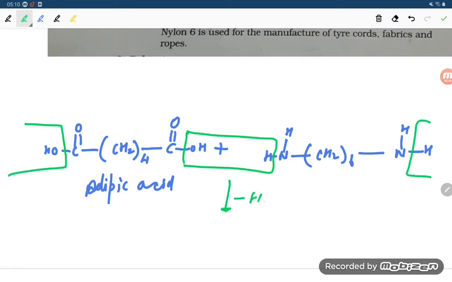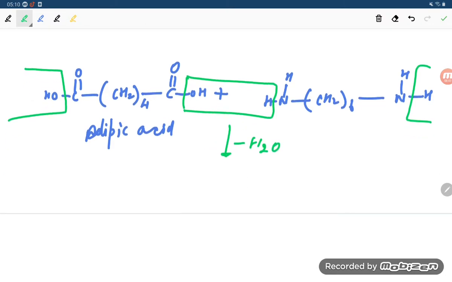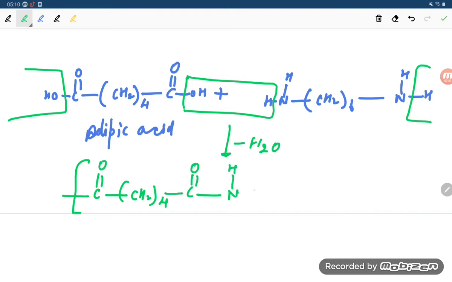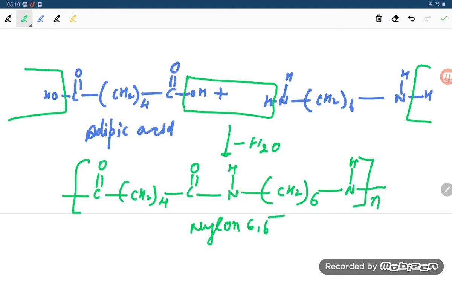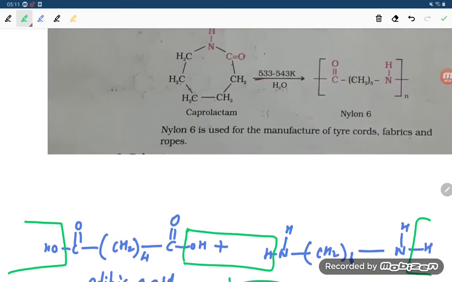So if you talk about minus H2O, what will be the compound formed, student? This is C double bond O, and here CH2, how many times will it form? That is 4 times. This is C double bond O and here is N, this is H, here is CH2, how many times? That is 6 times, and here is N and H, and this is repeated n times. So this is what, student, nylon 66. Nylon 66, this is our answer. Here is the loss of a water molecule, so it is condensation or step growth polymerization, student.